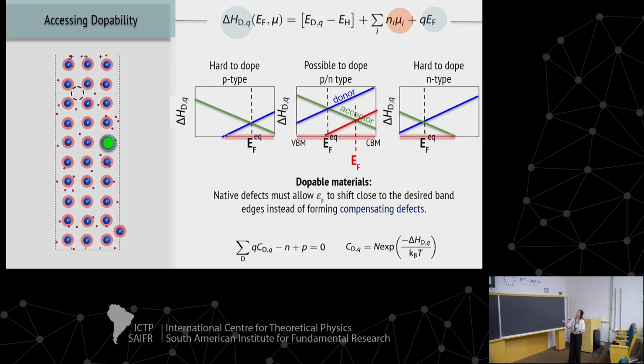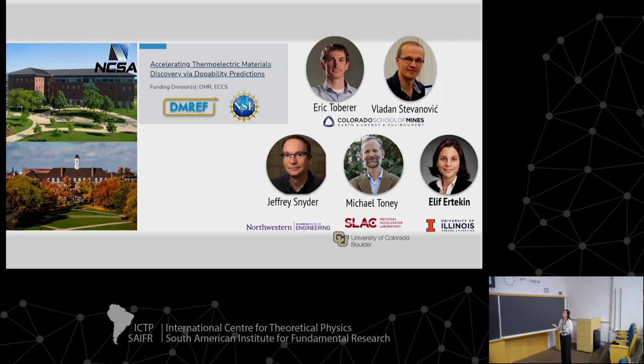And I just want to call your attention that, of course, in a given material, you don't have a unique defect diagram or unique dopability window. This can be controlled by the chemical potential term, which is basically control of the synthesis conditions. So we can change this by changing the synthesis condition in the material.